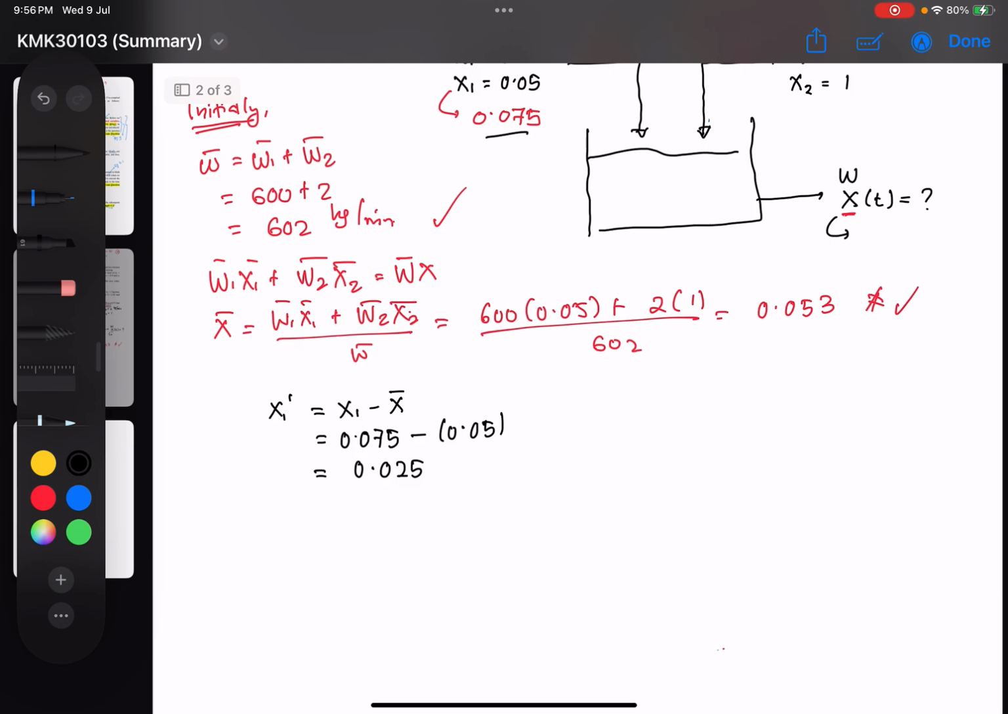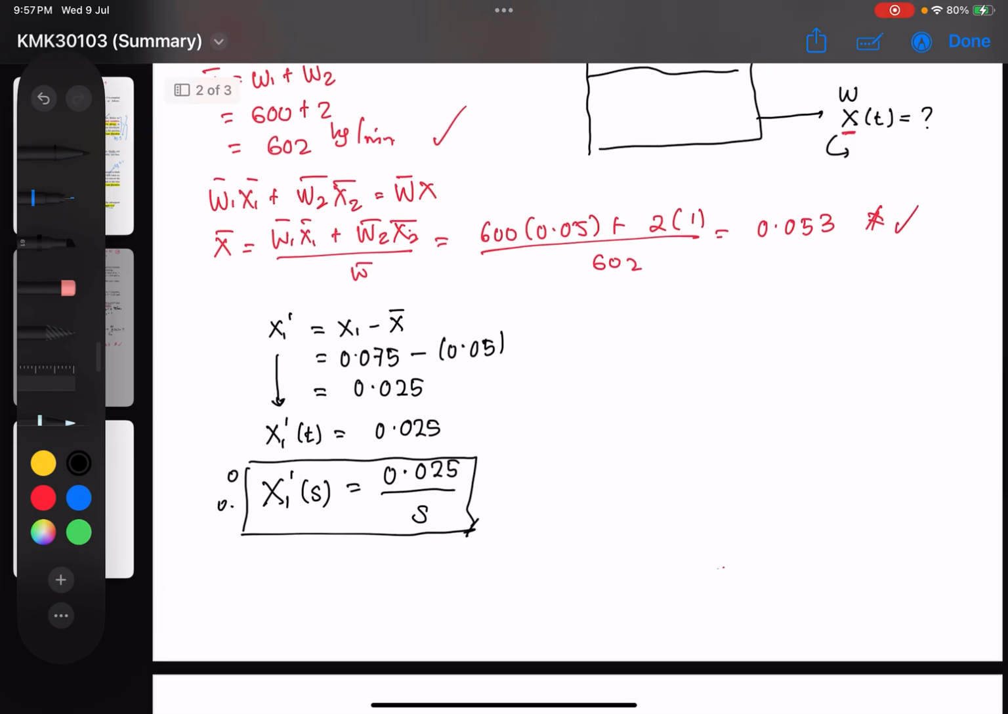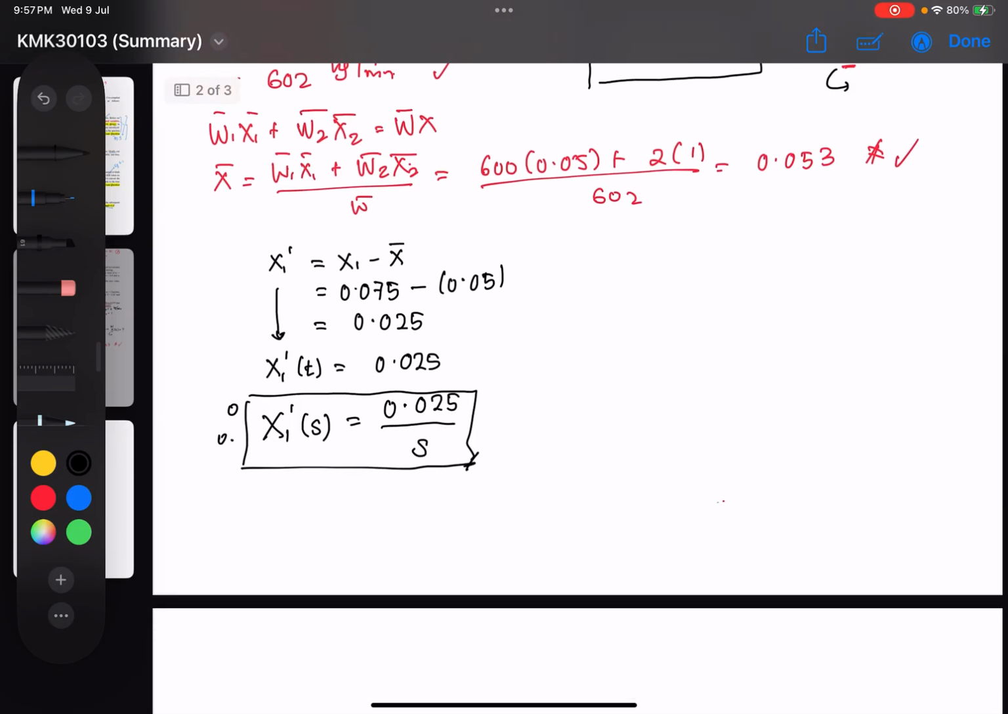You should ask yourself that this 0.025 is definitely a function of time. So I can write the deviation value of stream 1 as a function of time equals 0.025. Taking the Laplace transform, x1 prime as a function of s equals 0.025 divided by s. Later you will see why I use the Laplace transform, because I want to take the transfer function.